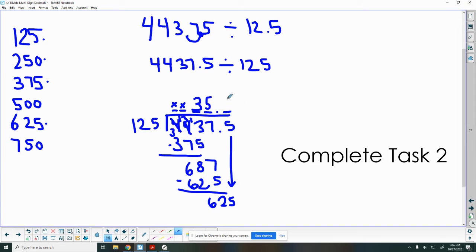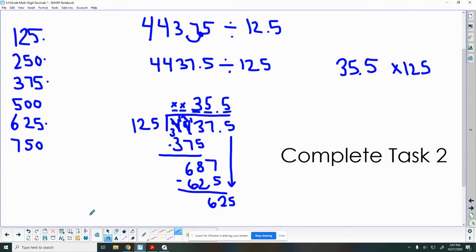So that goes in there exactly 5 times. We already have that work there. So when I take 35.5 and I multiply that by 125, that equals 4,437.5 here. So these matched up.